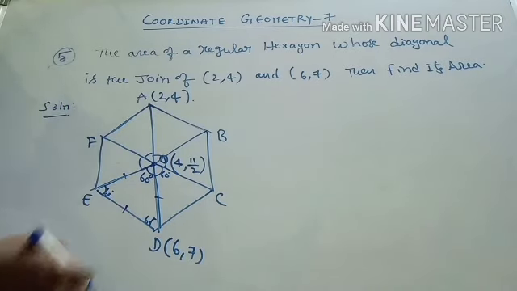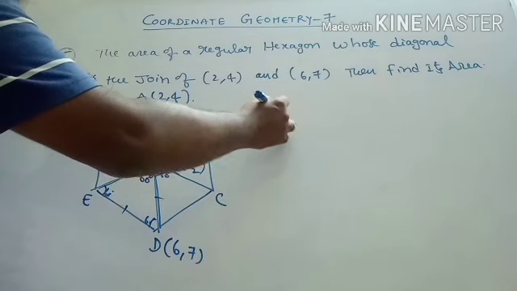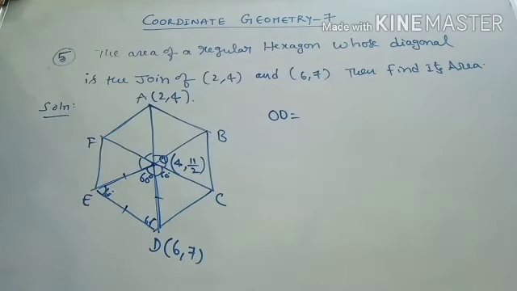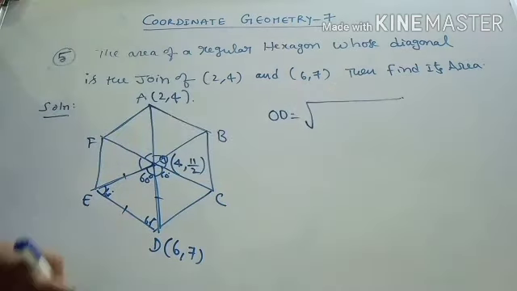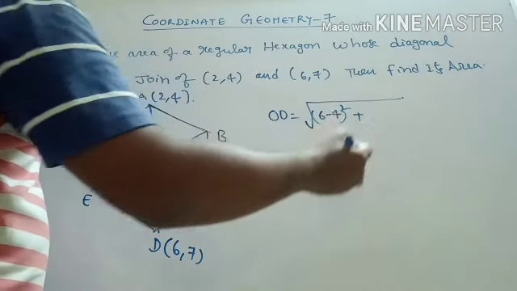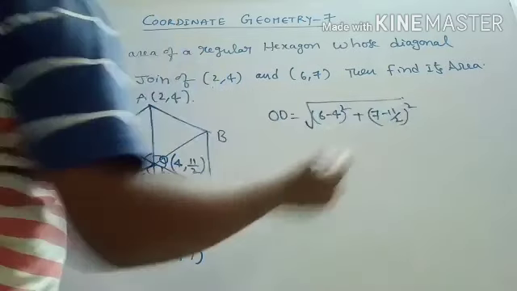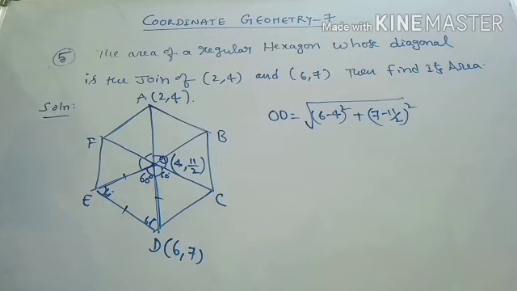Therefore, my dear students, let us now find the OD length. OD is nothing but the length of the side of one equilateral triangle. OD is the square root of (6 minus 4) whole square plus (7 minus 11 by 2) whole square. Take one point as x1, y1 and the other as x2, y2, and this is OD.